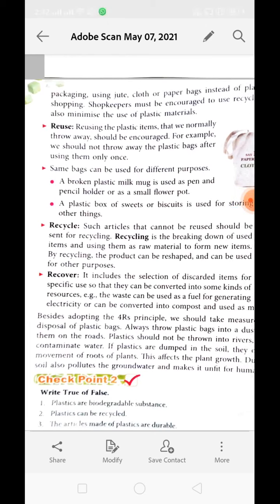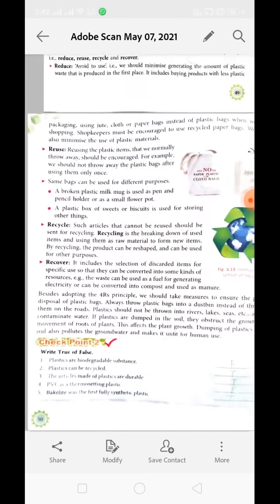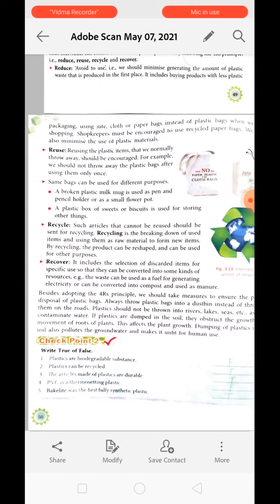We should not throw the plastic bag here and there, because it reduces soil fertility if it gets stuck inside the soil. Understood? They inhibit the growth of plant roots because they cause less availability of oxygen inside the soil. That is why it also affects the growth of plants. Understood? Dumping of plastic in the soil also pollutes the groundwater and makes it unfit for human use. So we should throw the plastic bag very carefully in the proper dustbin so that it can be sent for a recycling process. So this is all the discussion of the chapter, class.